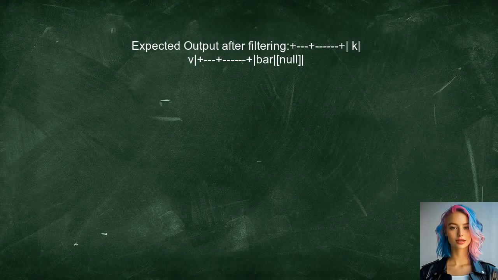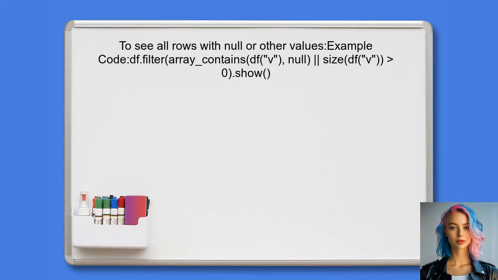After running this filter, the user should see the rows that contain the null value in the array. This is a straightforward way to identify those specific rows. If the user wants to see all rows that either contain null or have other integer values, they can modify the filter condition accordingly.